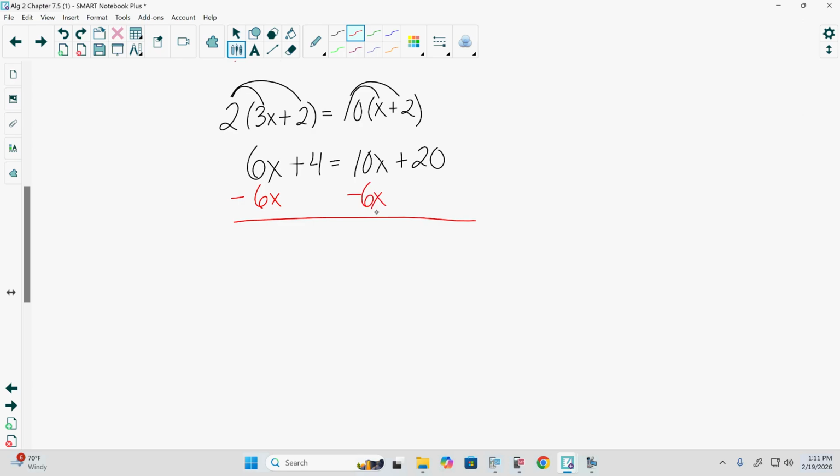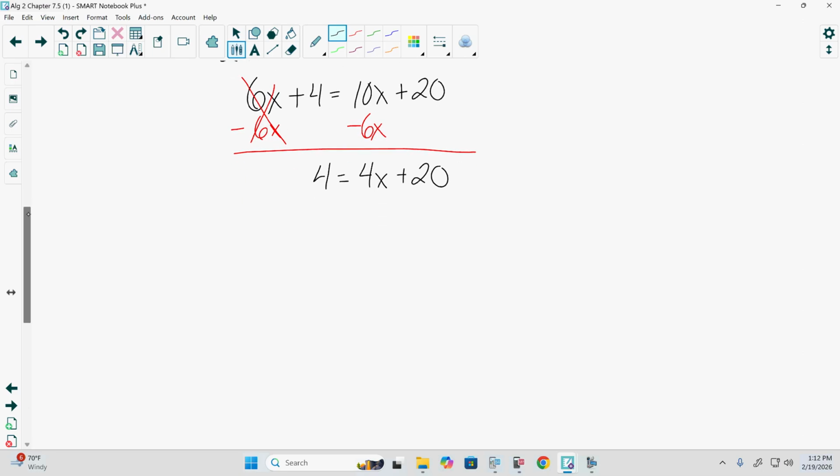There's 4 main steps we can do first. We could subtract 6x from both sides first. We could subtract 4, subtract 10x, or subtract 20. However, if we subtract 6x from both sides, 6x minus 6x cancels, leaving us with 4 on the left-hand side. 10x minus 6x would give us positive 4x. Then to get x by itself, we can subtract 20 from both sides, leaving 4x on the right-hand side. And 4 minus 20 would be negative 16.